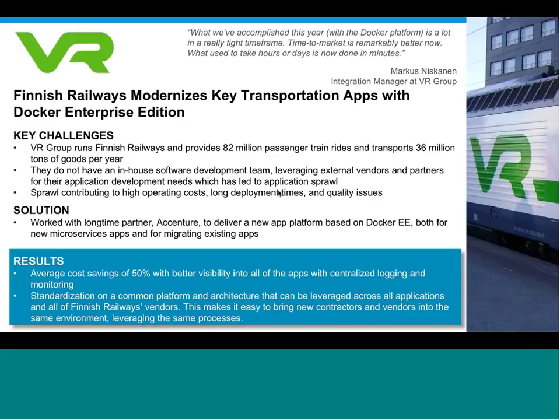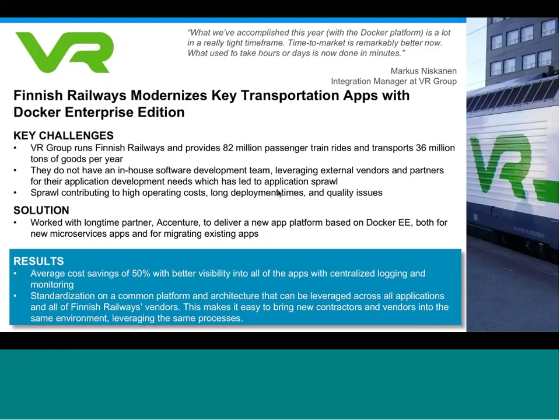So another story that I did want to share is Finnish Railways. They were a speaker at our DockerCon in Europe in October. So Finnish Rail, you know, it's a transportation company. They support 82 million passenger train rides and transport over 36 million tons of goods in Finland. And because they're a government-run entity, they didn't have an in-house software development team. They typically leverage different vendors and system integrators to help them build their application portfolio needs. One of those partners is Accenture.